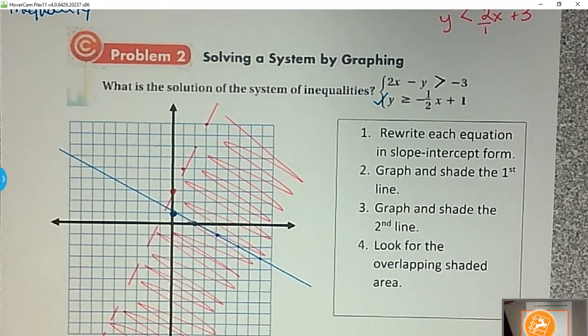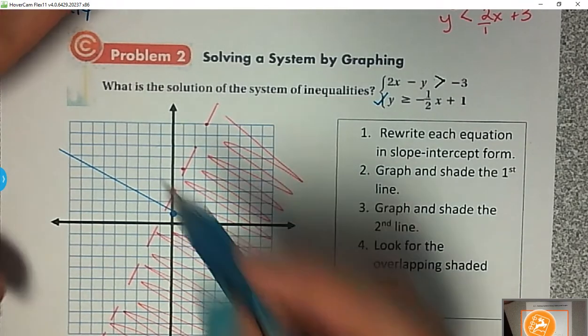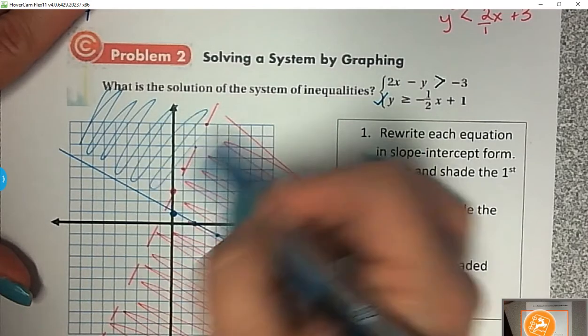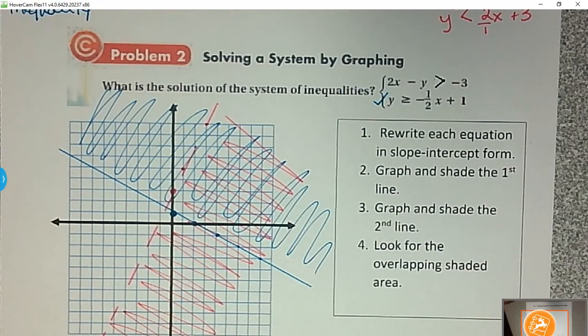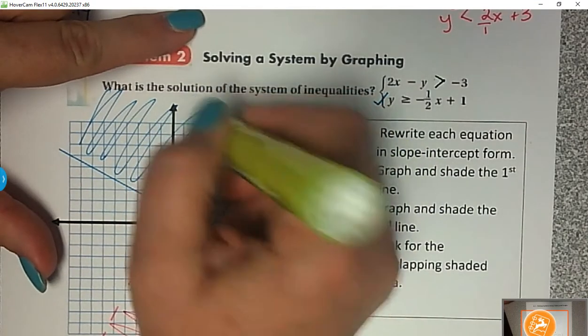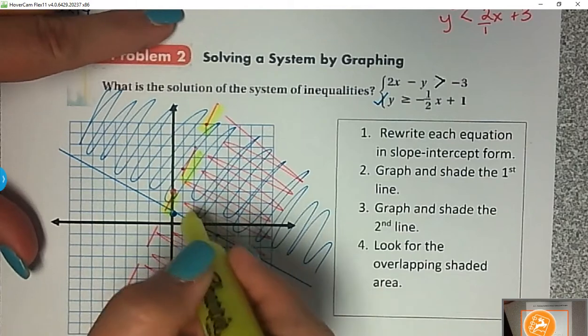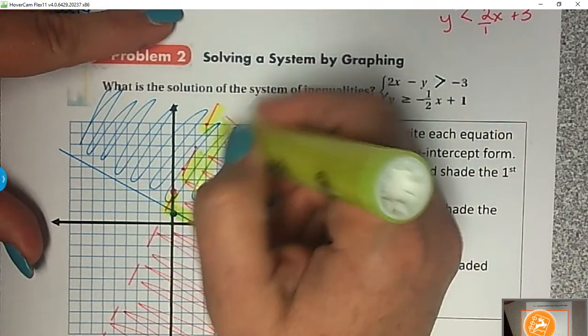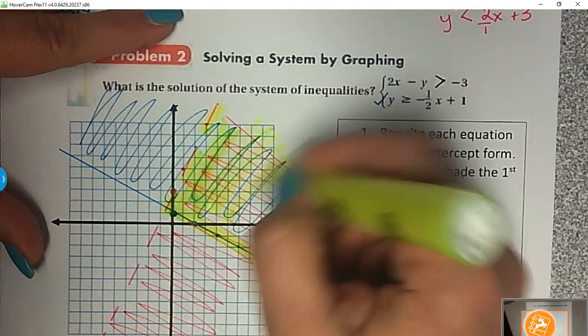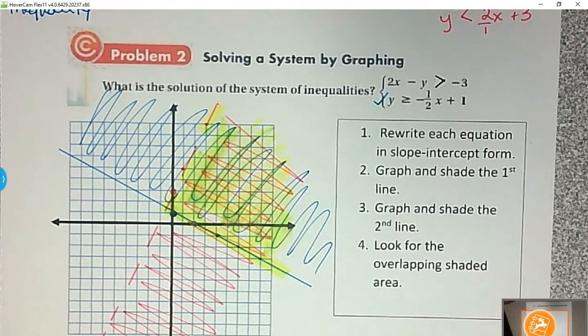So for that one, my y is on the left and it says greater than or equal to, so greater than shades on the top. So where are your answers? Well, it's not all of quadrant 1, it's a lot of it. But what we're looking for is where the overlapping shading is.